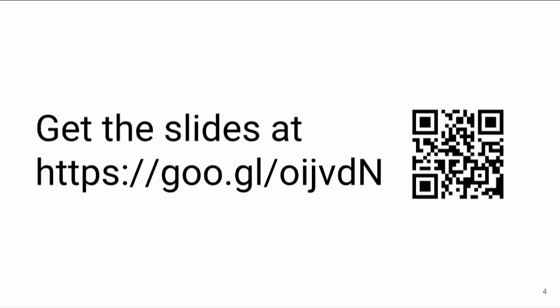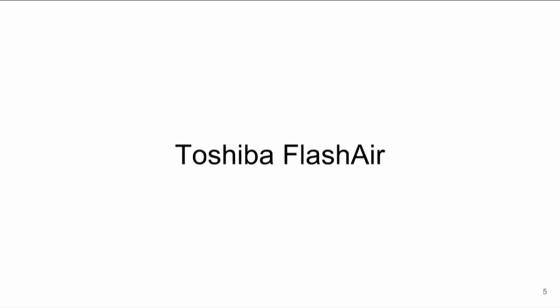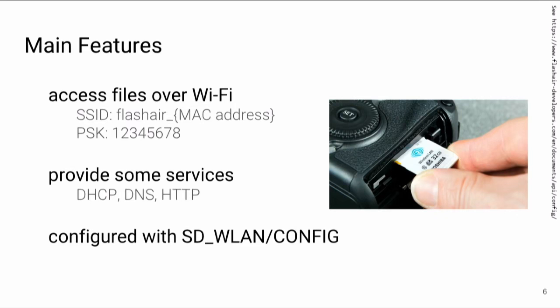Okay, so first, I will briefly discuss the Toshiba FlashAir card. These cards are mainly used with a digital camera in order to access your files over Wi-Fi. The FlashAir card, by default, provides a wireless access point that you can access with your smartphone or laptop. And these cards can be easily configured with a file named config on the file system. So for example, you can set the Wi-Fi password to something more robust than the default 1, 2, 3, 4, 5, 6, 7, 8. Indeed, there is more than Wi-Fi with a FlashAir.